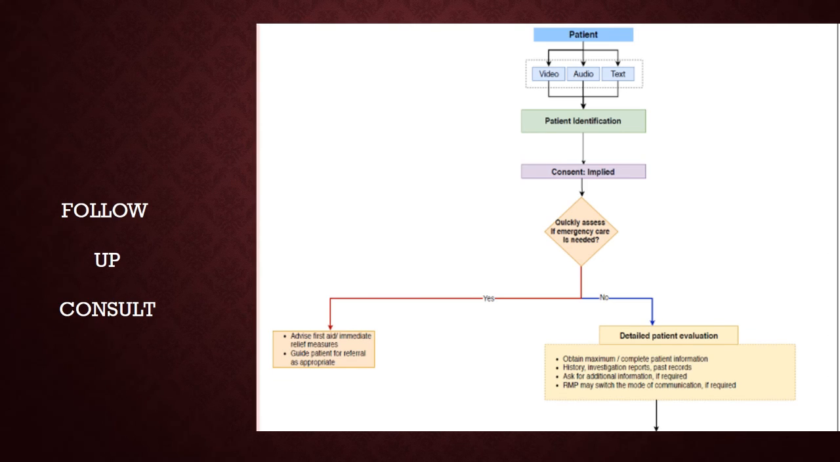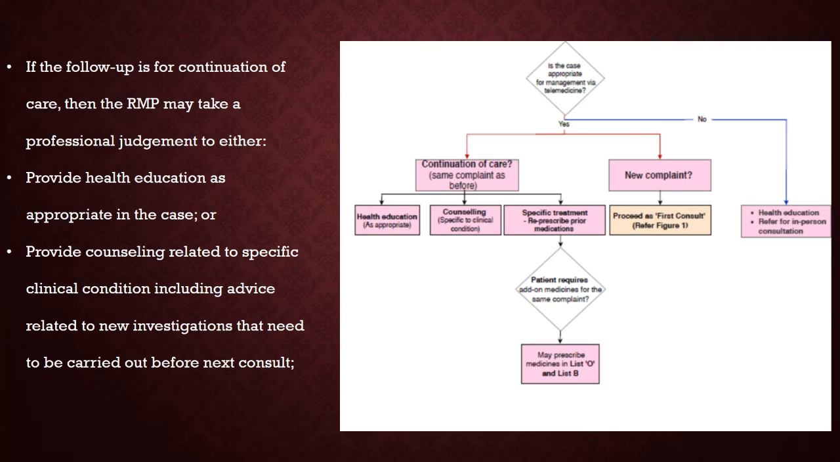Looking at the flow chart, it is in a pretty similar pattern, but the identity of the patient needs to be confirmed because the consultation is within 6 months of the previous consultation. So once identity of the patient is confirmed, then you proceed with the required information as we did in the first consult, wherein we judge whether the patient requires emergency or inpatient care, or detailed patient evaluation is required for management via telemedicine.